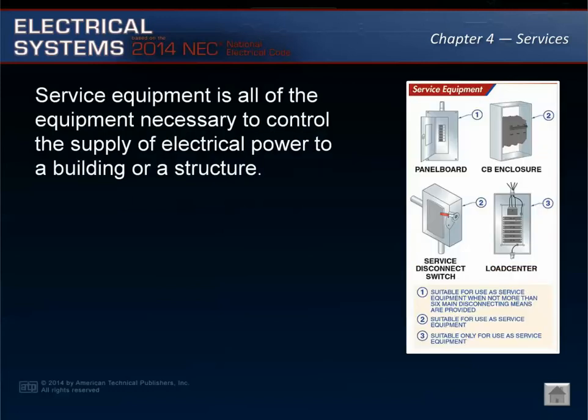Service equipment is all of the equipment necessary to control the supply of electrical power to the building or structure. It includes circuit breakers, fuses, disconnecting means, panelboards, etc. All equipment used as service equipment shall be identified as being suitable for use as service equipment and shall be listed per Article 230.66. Listing and labeling equipment as suitable for use as service equipment is one method to determine that the equipment is identified. Individual meter socket enclosures are not considered service equipment and need not be identified.